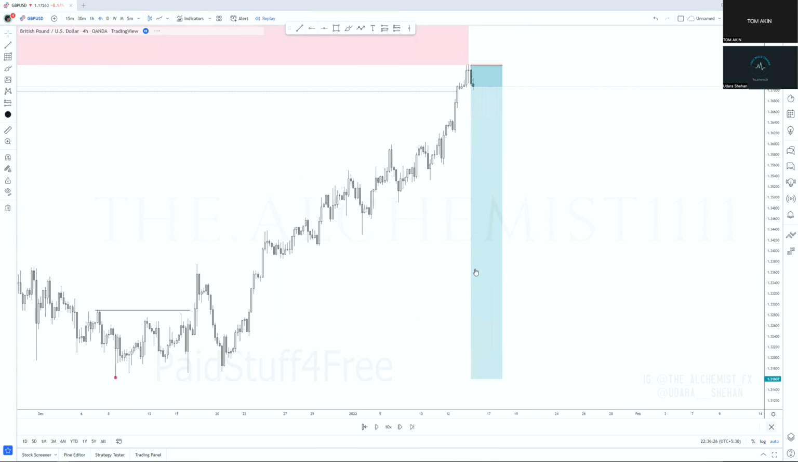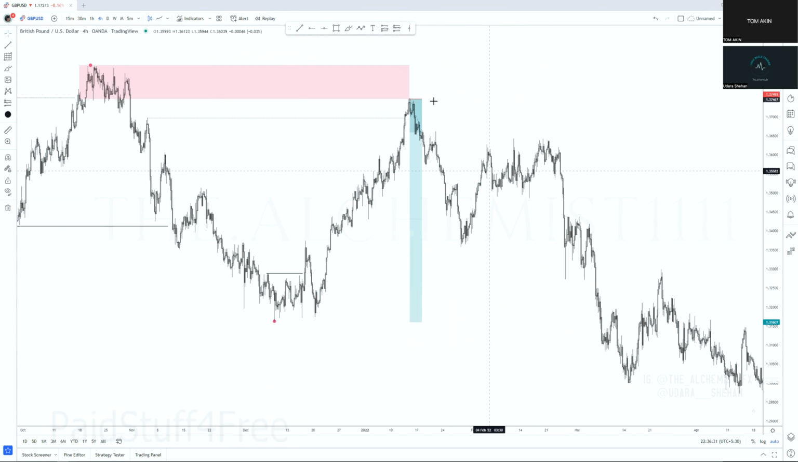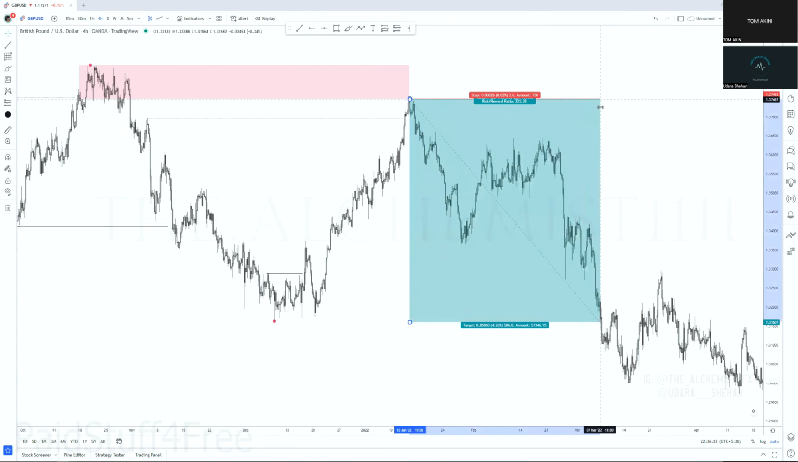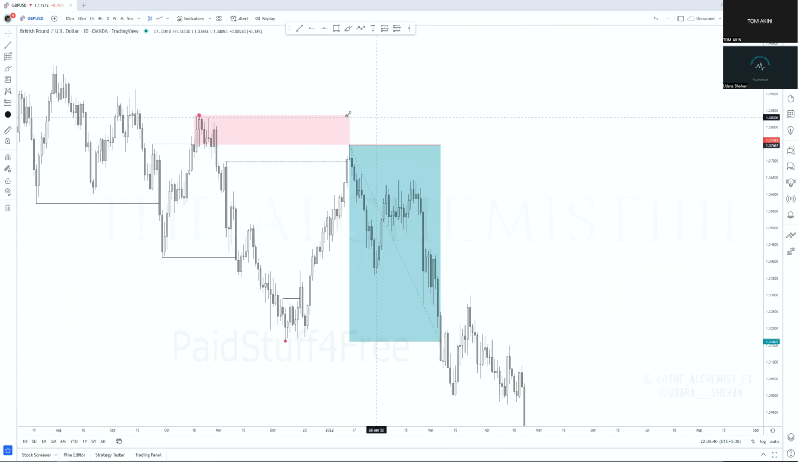So what happened? Look at the drop into the external range liquidity. Okay, same exact setup, different time frames. Different time frames. Can you see that? Ask a question, Udara. Yeah, what is it?